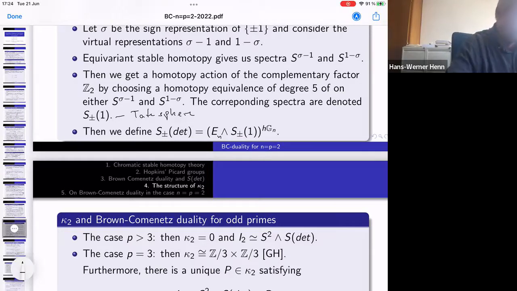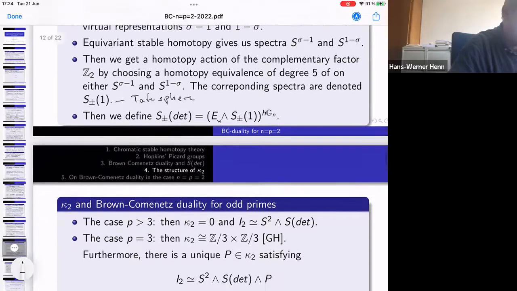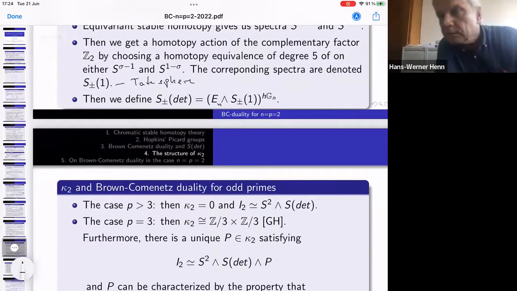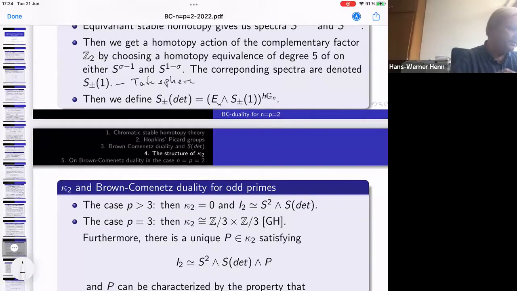Okay, so what's known for κ_2 and Brown-Comenetz duality for odd primes? I have to watch a little bit the time. I've started probably 5 minutes late, so I think I'm doing fine. If p is bigger than 3, then κ_2 is 0 again, and therefore the Brown-Comenetz dual I_2 is given just by S^2 smash S-stat by the Gross-Hopkins formula.